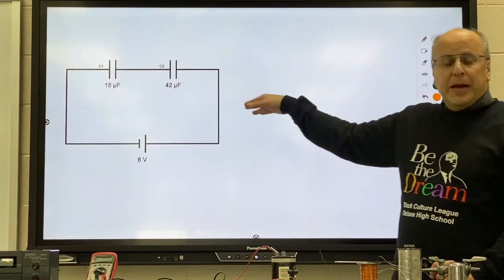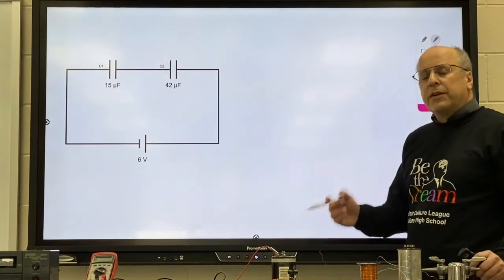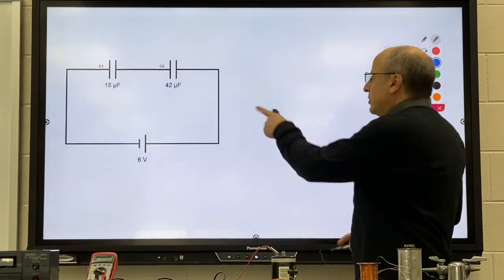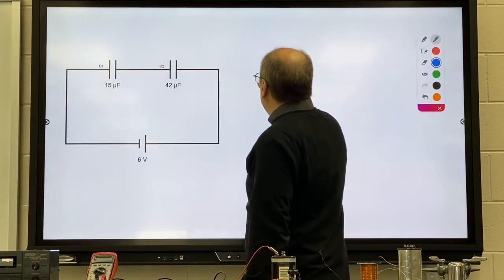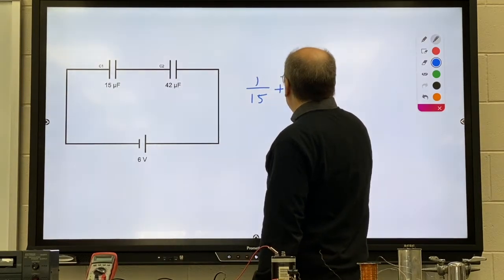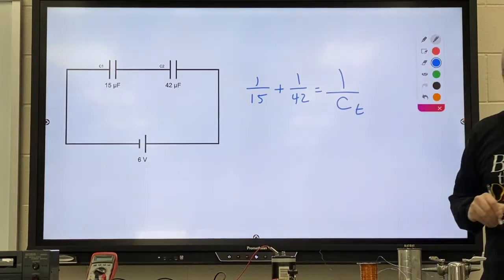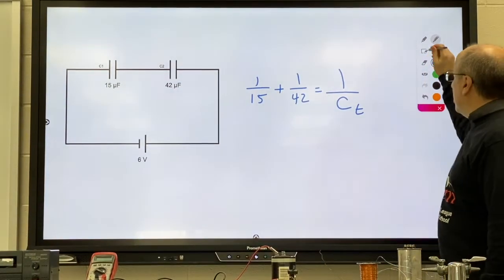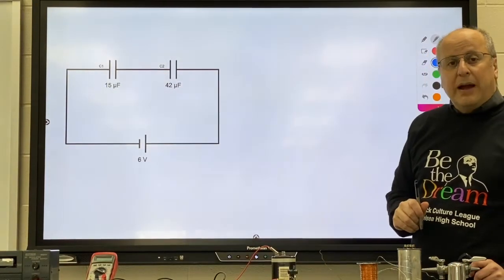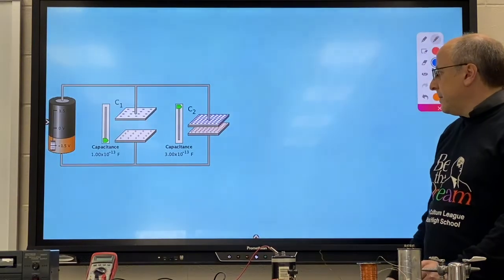We worked through the mathematics, and again, when you're talking about capacitors, it's the reverse of resistors. So even though these are in series, you get your total by adding the reciprocals and then taking the reciprocal of your answer. So you do it just like we do resistors in parallel, we do it for capacitors in series.